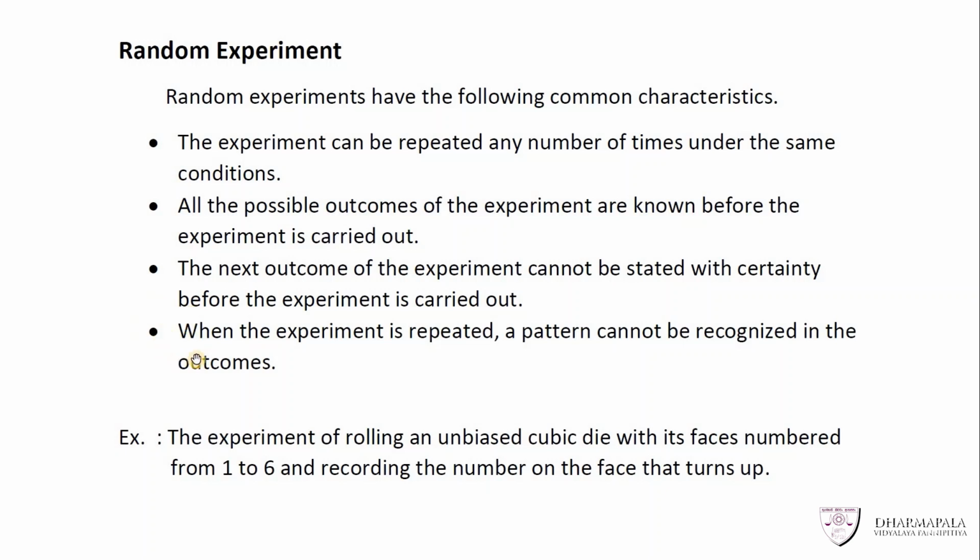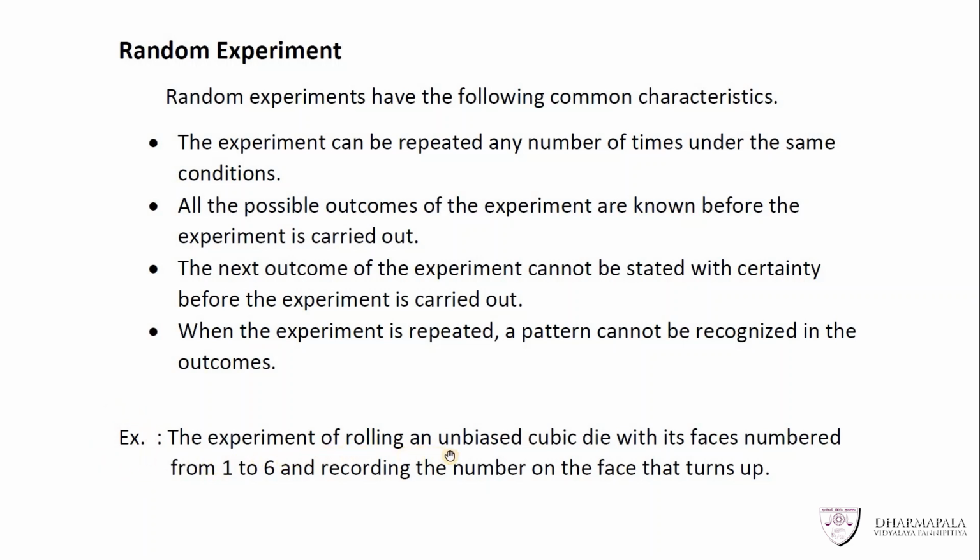The fourth characteristic, when the experiment is repeated, a pattern cannot be recognized in the outcomes. In the first characteristic we discussed, we can repeat the experiment over and over, but even if we repeat the experiment, we won't be able to recognize any pattern in the outcomes. We will discuss these characteristics using an example.